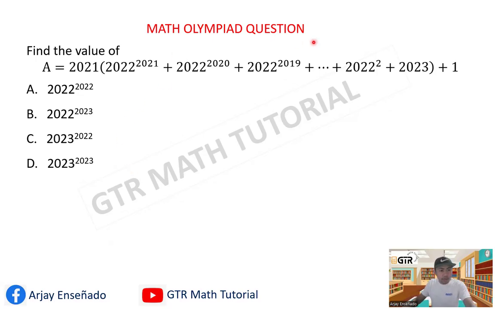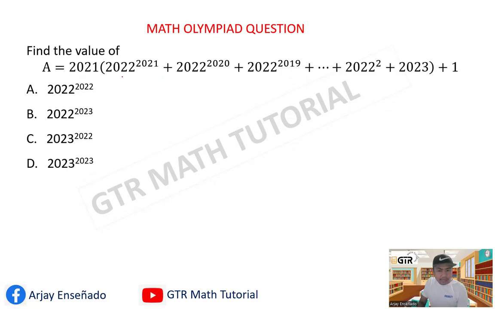Okay, another Math Olympiad question. Find the value of A equals 2021 times the quantity 2022 raised to 2021 plus 2022 raised to 2020 plus 2022 raised to 2019 up to 2022 squared plus 2023, and then plus 1. Pause the video and try to answer. Here are the choices. Okay, so let's solve this.